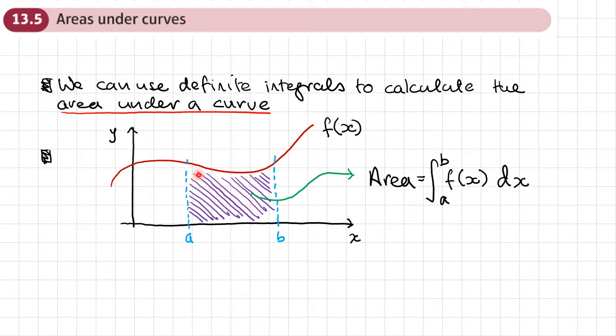Now in Pure Year 2 you'll discover a bit more about why using integration gives us this area. Basically it's to do with dividing this area up into strips, making the strips very, very thin, and seeing what the limit is as the width of the strip tends to 0.